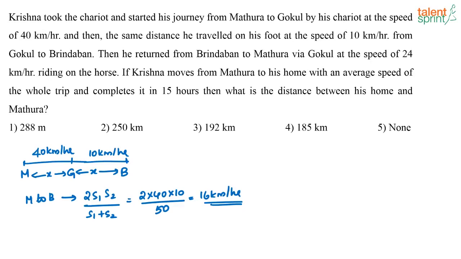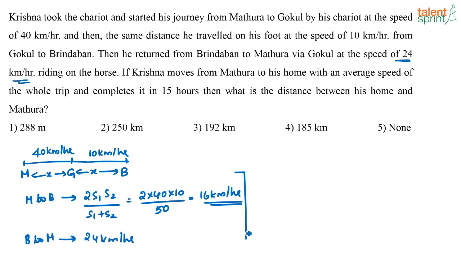Now what is Krishna doing? He is travelling back from Brindavan to Mathura. Now when he is travelling back from Brindavan to Mathura, what is his average speed? It is given as 24 kilometers per hour. They have already given us the average speed as 24 kilometers per hour.